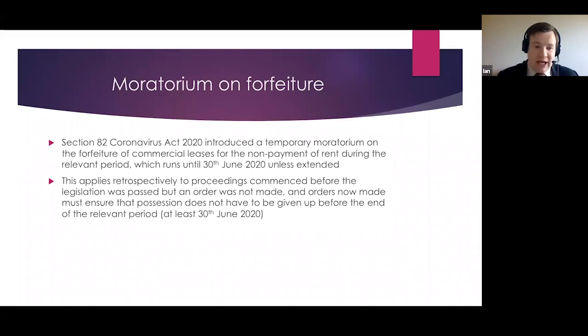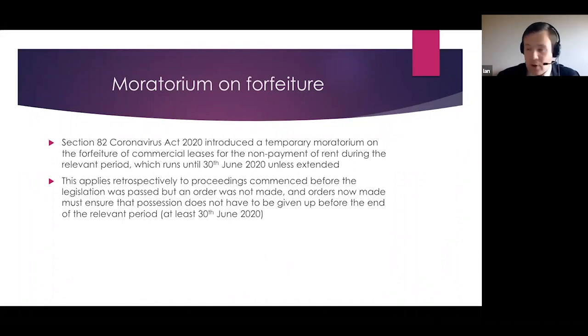The problem with Section 82 of the Coronavirus Act 2020 is that it now applies retrospectively, to proceedings that were commenced before the legislation was passed, but where an order was not made. And orders now made must ensure that possession does not have to be given up before the end of the relevant period. So it's almost a bit of a catch-22 situation there, where you now can't apply for forfeiture of commercial leases, and possession can't be given up until the 30th of June 2020.